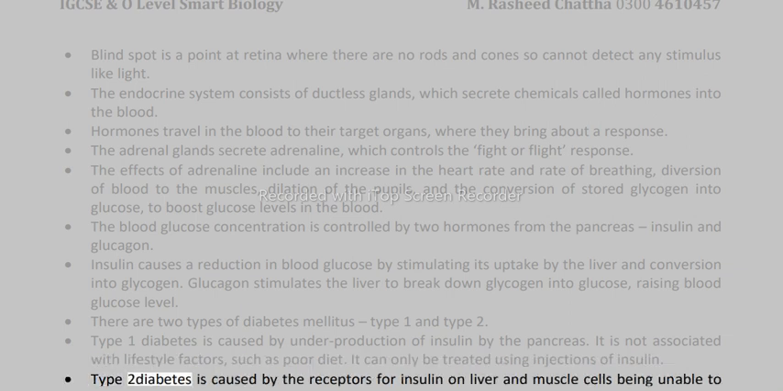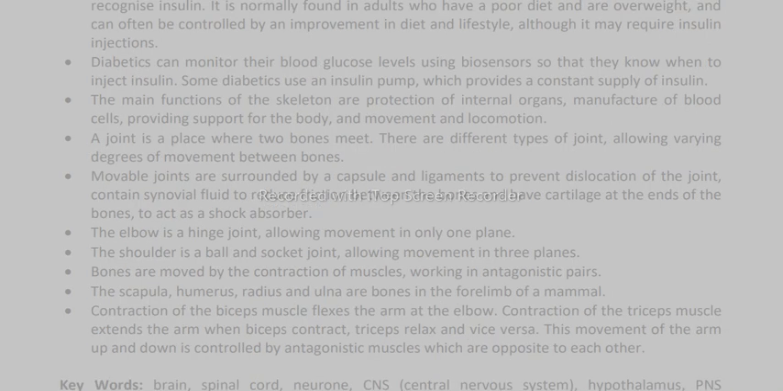Type 2 diabetes is caused by the receptors for insulin on liver and muscle cells being unable to recognize insulin. It is normally found in adults who have a poor diet and are overweight, and can often be controlled by an improvement in diet and lifestyle, although it may require insulin injections.